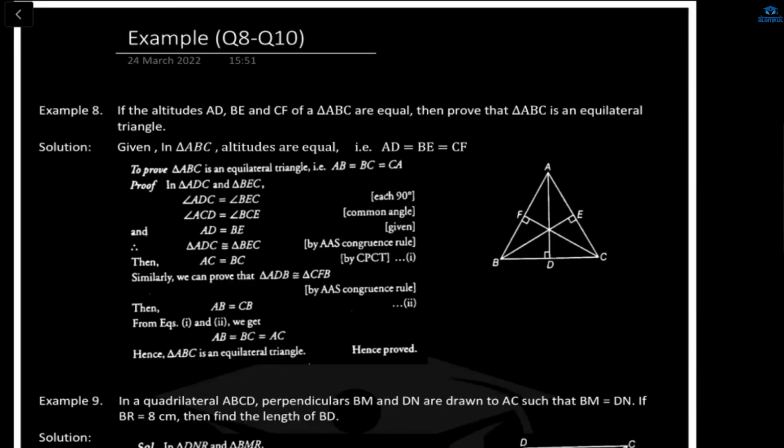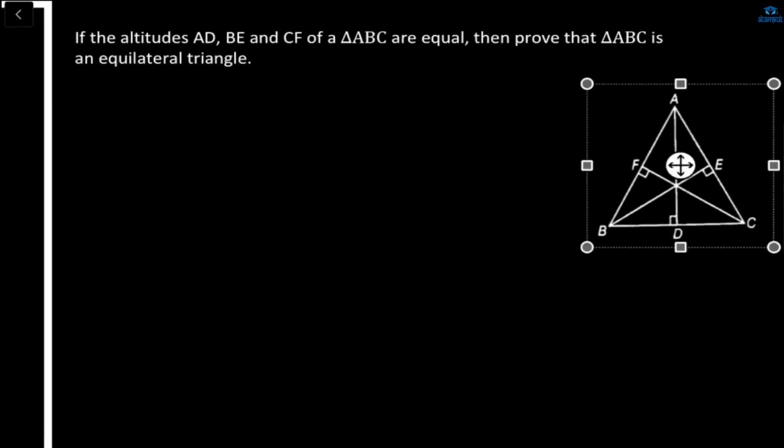Okay, now let's see. If the altitudes AD, BE, and CF, all three altitudes of the triangle ABC, are equal, then prove that triangle ABC is an equilateral triangle.